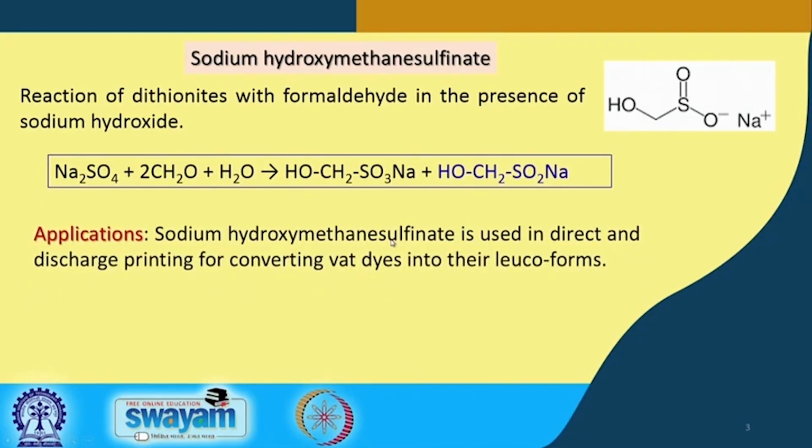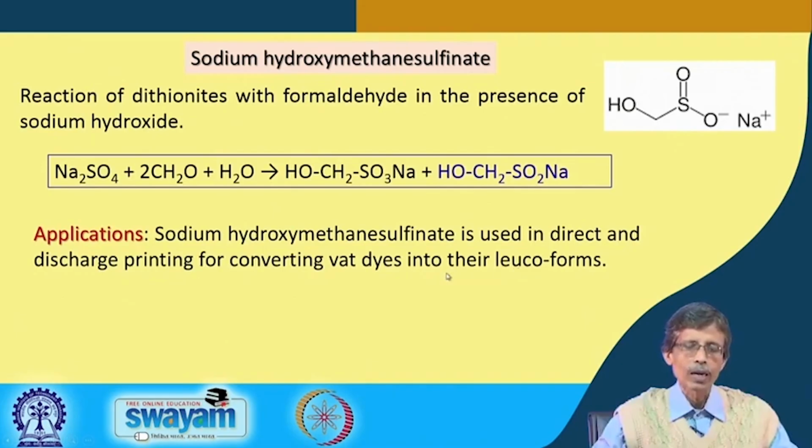This particular molecule is also a very useful one, because this sulfinate molecule is used in direct discharge printing for converting vat dyes. Because in the dyeing industry people know the container, the reaction medium where they do the reaction is the vat, and in that vat the dyes are formed and the vat dyes are utilized in their leucoform. Leucoform means their colorless form. So, you have to discharge the corresponding printing in such a way that either, as I told you, the colored form is the reduced form, and sometimes the leucoform, that means the colorless form, is also the reduced form.